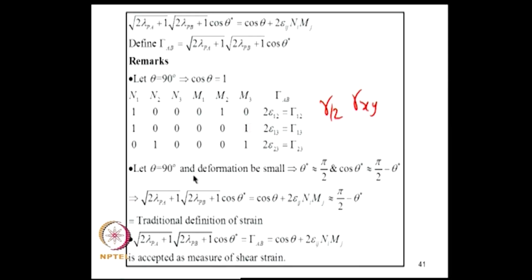Now, if theta is small, we can approximate theta star as pi by 2, and cos theta star as pi by 2 minus theta star, in which case gamma AB turns out to be pi by 2 minus theta star, which is the definition of the shearing strain for a small deformation. So, the traditional definition of strain is recovered. Based on this we accept that gamma AB, given by this quantity, is a measure of shear strain. So, this is some basics of the Green-Lagrange strain tensor.